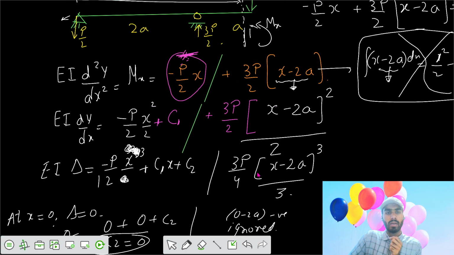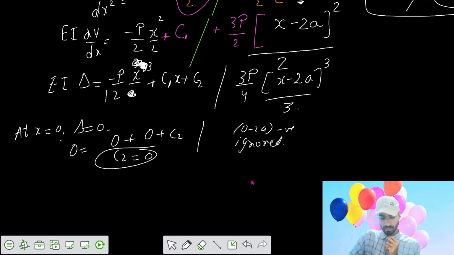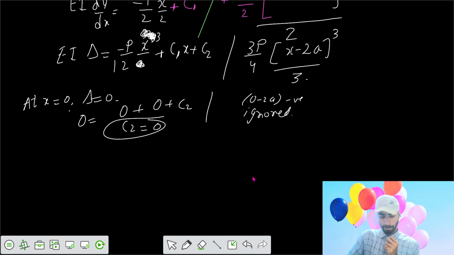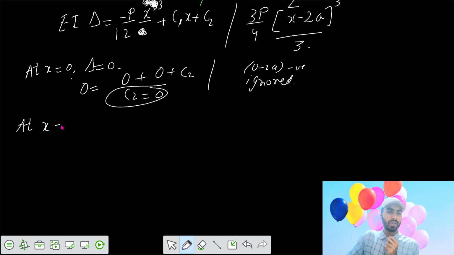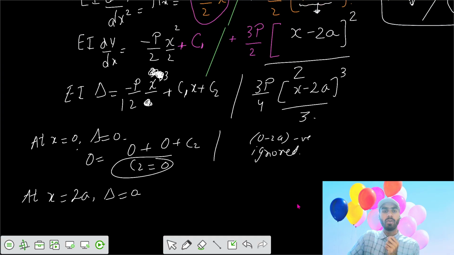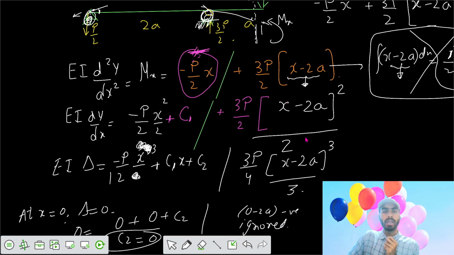Similarly, we have that at x equals 2a, delta is also 0, because in terms of theta, we don't know the value of theta at any point. We only know that delta here is 0 and delta here is 0. So we have to apply the boundary conditions in terms of delta only. So at x equals 2a, delta is 0.